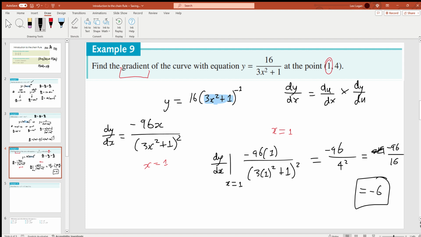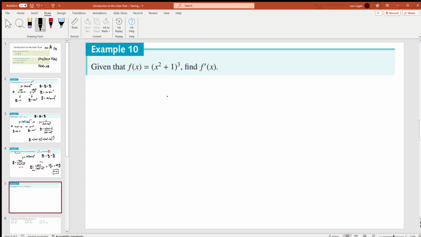Okay, let's move on to the final example of today's video. This is another question, they've just used a different notation. This f dash pretty much is equivalent to dy/dx. So we'll be using the different notation.